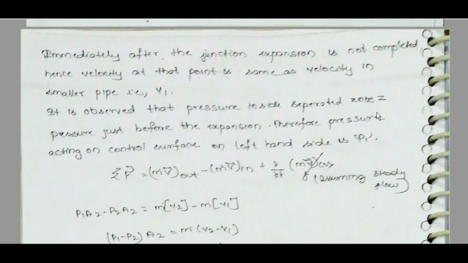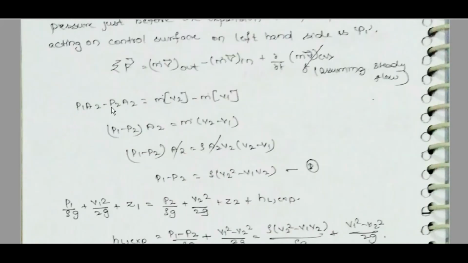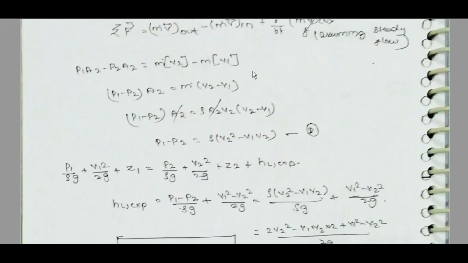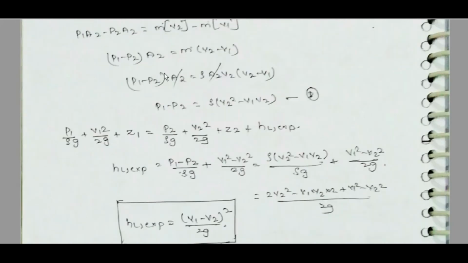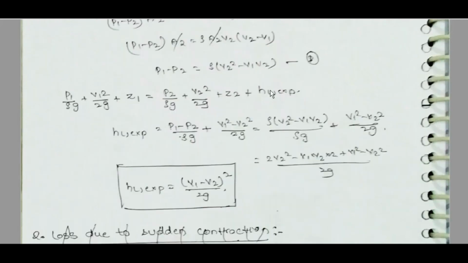It is observed that pressure inside the separated zone is the same as pressure just before expansion. Therefore, pressure acting on the control volume on the left hand side is P1. Sigma F is equal to m dot V out minus m dot V in plus dou by dou t of m V. So P1 A1 minus P2 A2 is equal to m dot V2 minus m dot V1. (P1 minus P2) into A2 is equal to m dot into (V2 minus V1). P1 minus P2 is equal to rho into (V2 square minus V1 V2).